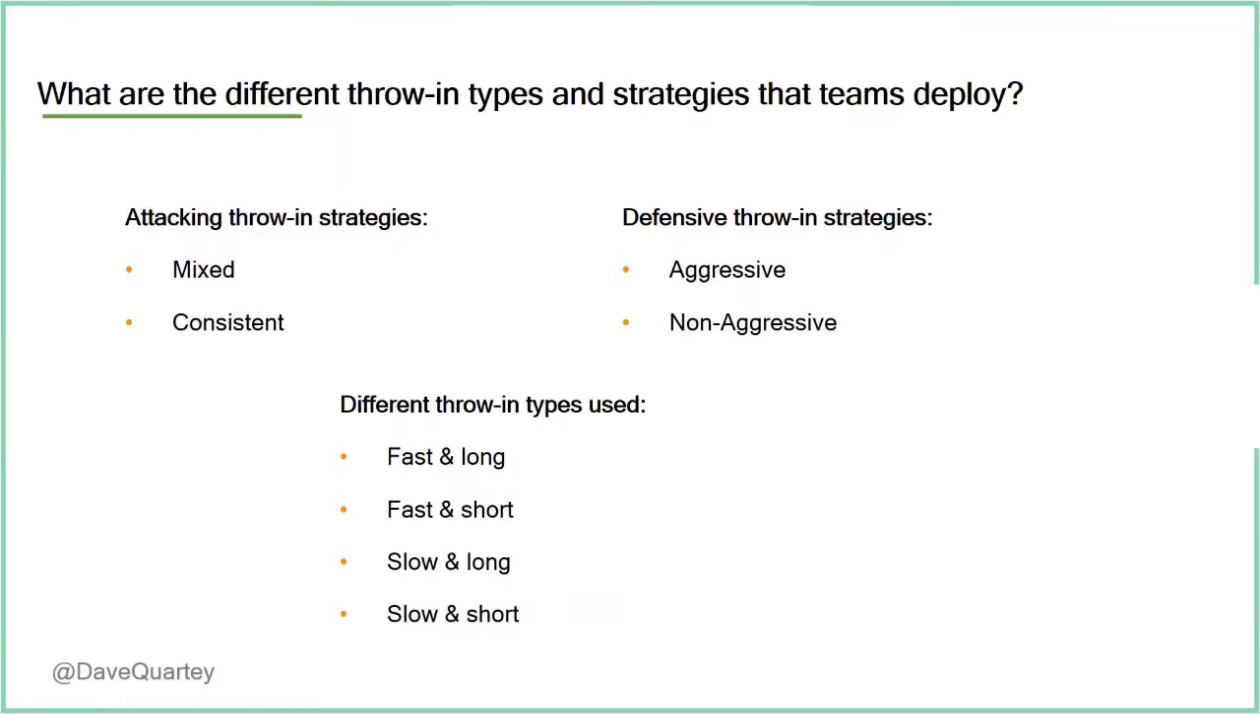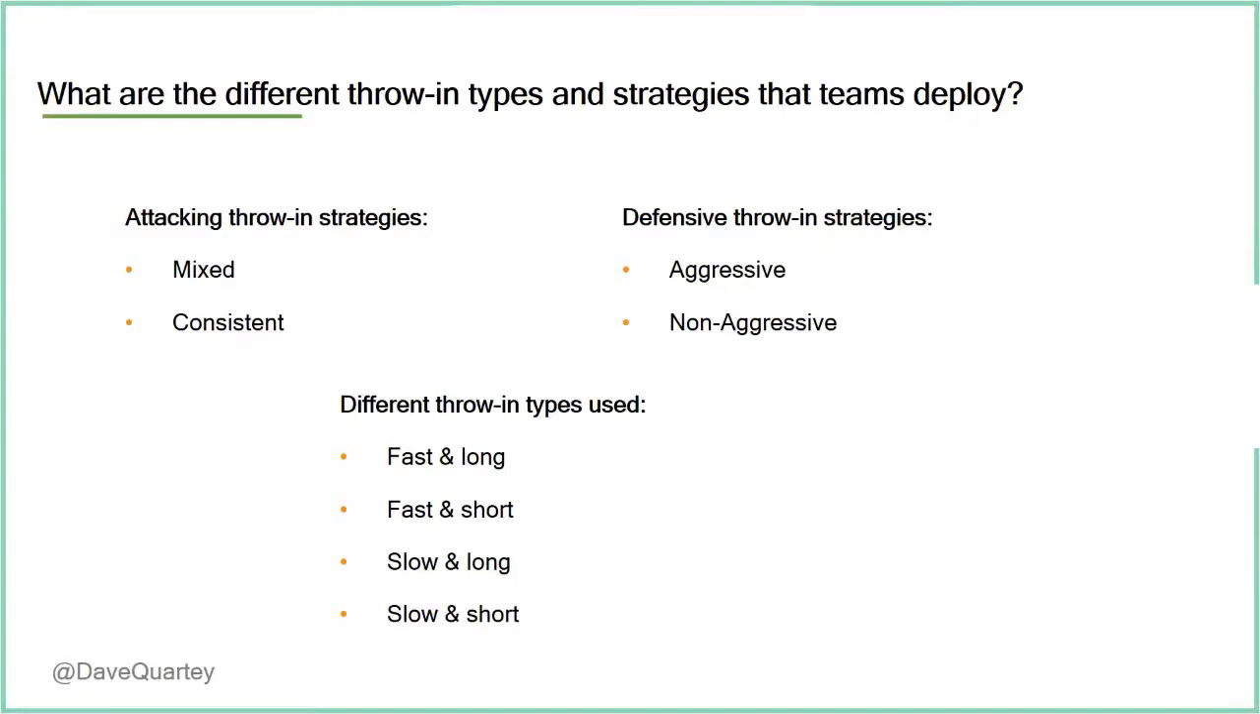Then for the defensive side of things, I divided into aggressive and non-aggressive. Aggressive throw-ins are throw-ins where the defending team is able to defend the throw-in through aerial duels or tackling or interceptions, that kind of stuff. Then non-aggressive ones are ones where they are not able to defend them through aggression in any form.